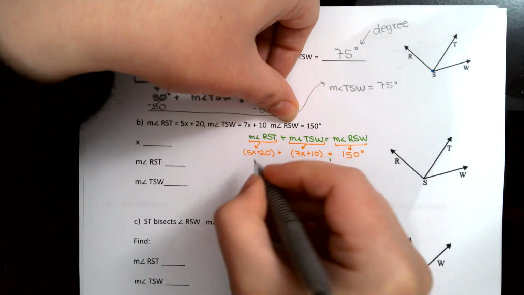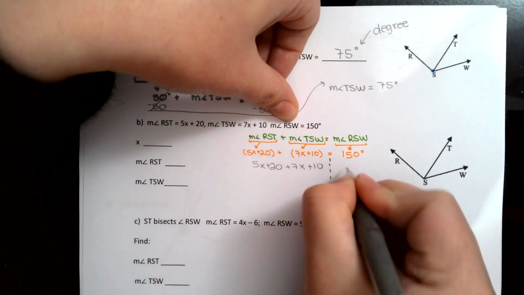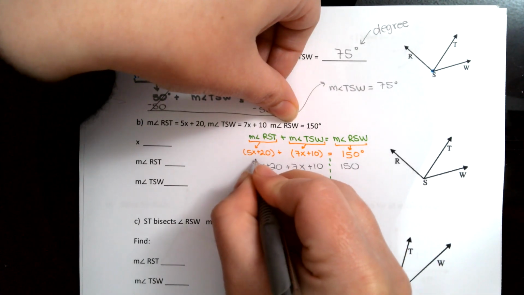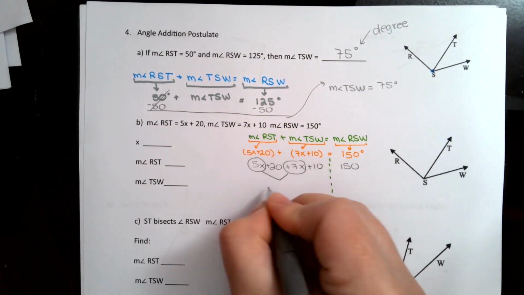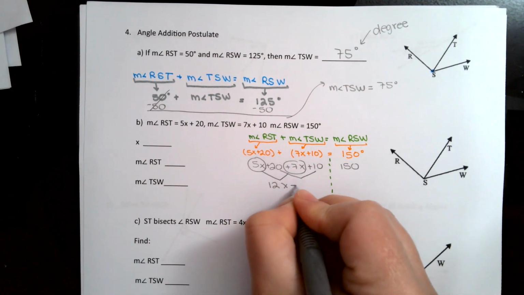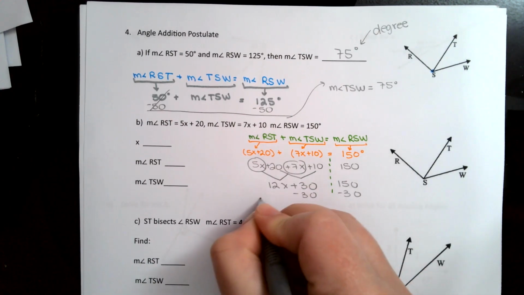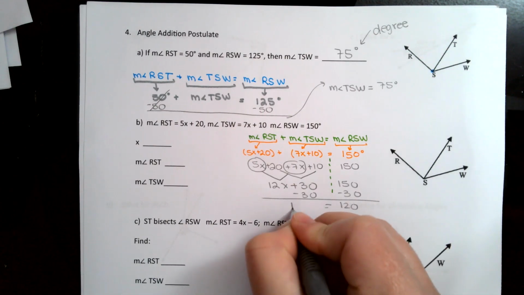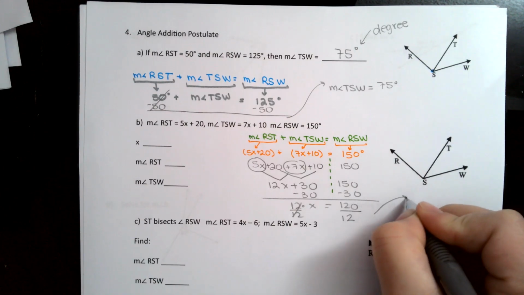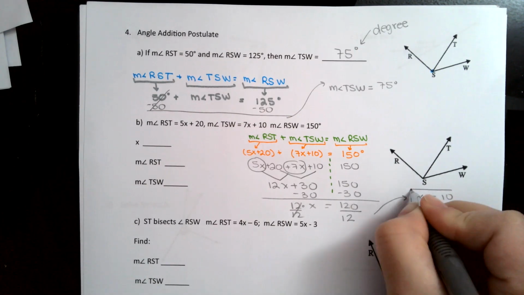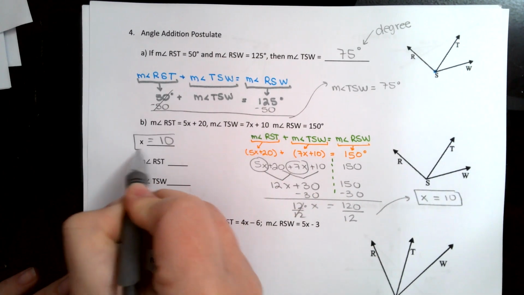Let's go ahead and solve for x. Drop your parentheses: 5x plus 20 plus 7x plus 10 is equal to 150. Combining like terms, I'm going to combine the 5x and the 7x. So 7, 8, 9, 10, 11, 12 x's. 20 and 10 gives me 30. Subtracting 30 on both sides gives me 120. Dividing by 12, almost ran out of space. x is then equal to 10. So we have x is equal to 10 here.